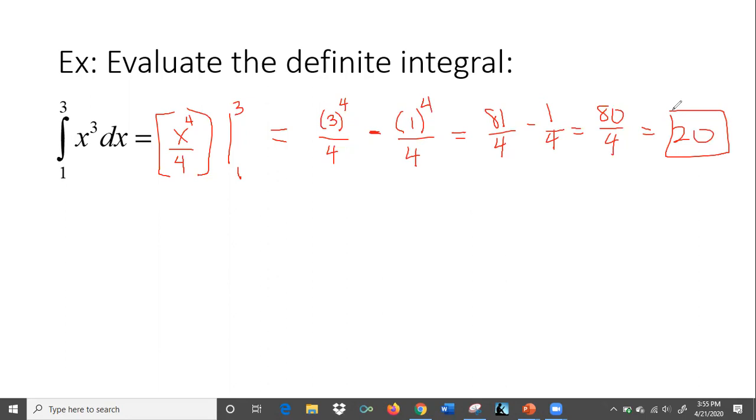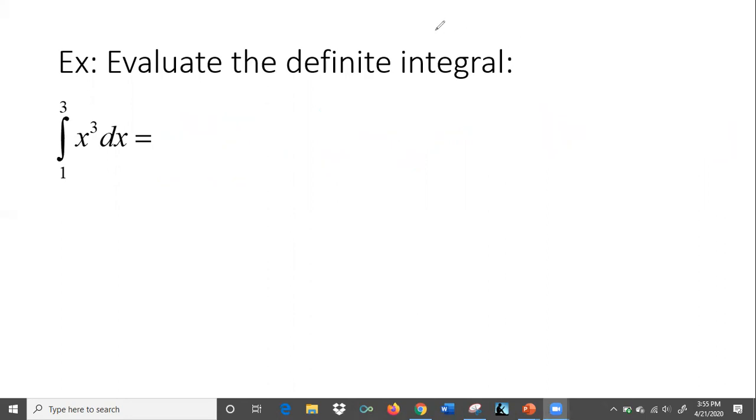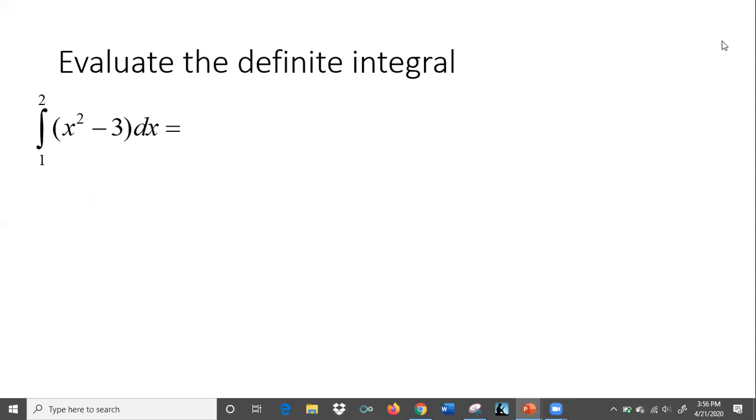Okay, so we get to skip all of those sigma notations and all that kind of stuff. We're just going to go ahead and use the fundamental theorem of calculus. It's going to make our life way, way easier. Okay, we've got two more examples we're going to do right here.